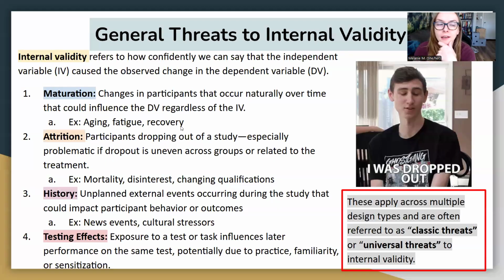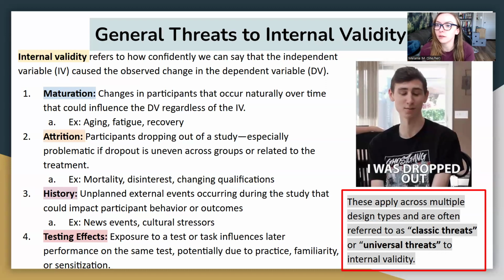Threats and validity. So as a reminder, internal validity is how confident we are that we can say that our independent variable, or the thing that we change, is what is causing the observed change in the dependent variable, or the outcome of what we're really studying. There are quite a few general threats to internal validity within experiments and experimental design. And I really pick the ones that are going to be the most universal here. They're actually usually called universal threats or classic threats to internal validity for experimental designs. And when we're working with people, it is already complicated enough. So I'll just kind of start at the top.